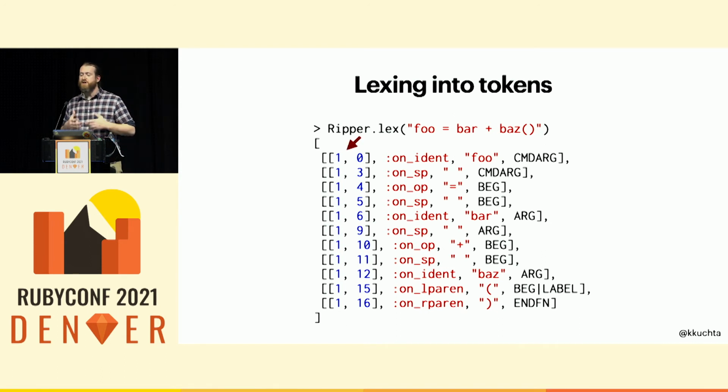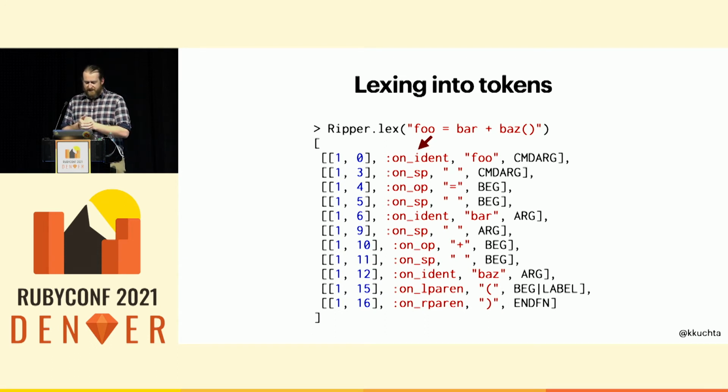The first is the position of that token. This is the line number and the column number. Next is a bit of information about what kind of token it is. Then there's the token itself as a string. And finally, a bit of information about the tokenizer's state at this point. We're going to ignore that for our purposes. Because what I really want to focus on is this one right here. It's a symbol telling us what kind of token Ripper thinks it is. And this one is the foo token, and it thinks it's an identifier, hence on_ident. The next one is a space, so on_sp. The next one's an operator, so on_op, and so on.